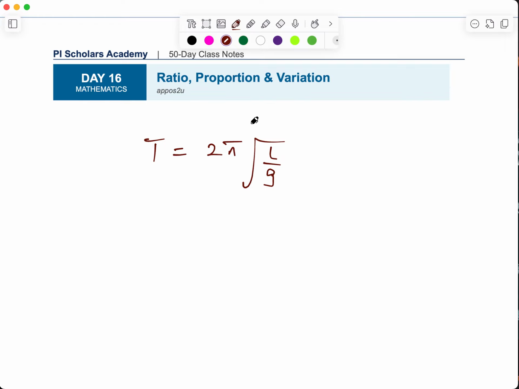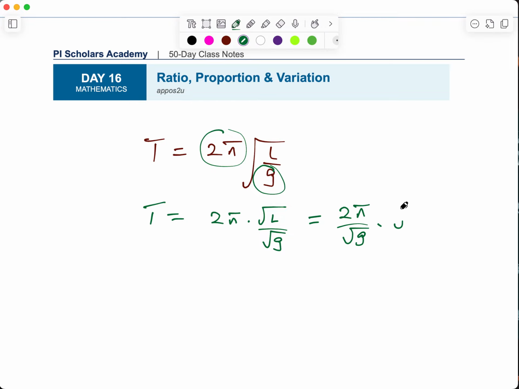So how can we apply this as a ratio, or as a proportion? What you notice here is that in physics, generally, 2 is a constant, pi is a constant, and g, the acceleration due to gravity, is a constant as well. So we can isolate them, such that T equals 2 pi multiplied by square root of L divided by square root of g. Under surds, I already explained that square root of L divided by square root of g is the same thing as square root of L over g, provided that g is not equal to 0. And you can go further by saying this is 2 pi divided by square root of g, multiplied by square root of L.